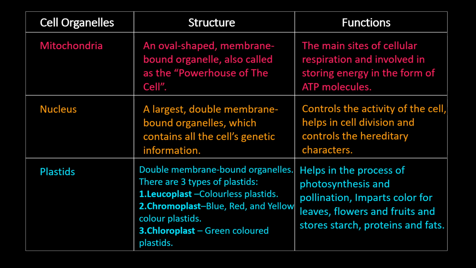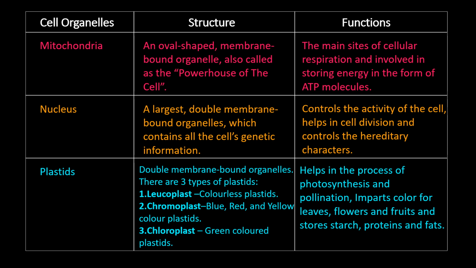Mitochondria, an oval-shaped membrane-bound cell organelle, is also known as the powerhouse of the cell. It is the main site of cellular respiration and is involved in storing energy in the form of ATP molecules. Nucleus, the largest double-membrane-bound organelle, contains all the cell's genetic information. It controls the activity of the cell, helps in cell division and controls the hereditary characters.